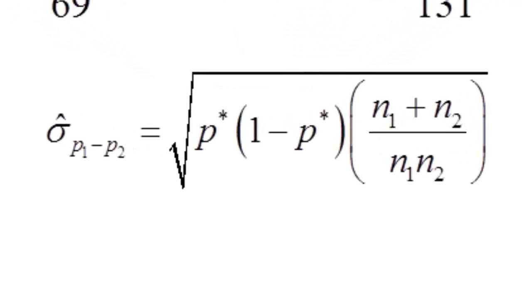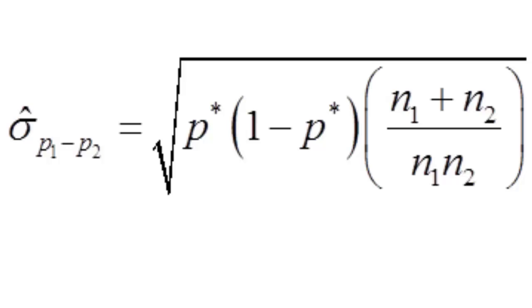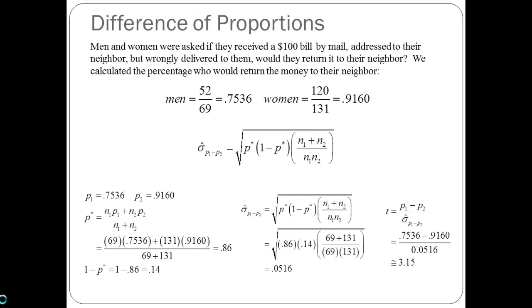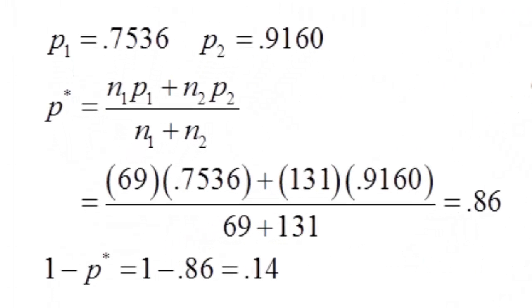As a reminder, here's our formula for the standard error. By itself, not too difficult, but remember the first step is to calculate P asterisk, which again is simply the weighted average of the proportion of people who would return the money. On the left bottom of the screen, you can see I've gone ahead and done that. I find that the average proportion of people who would return the $100 is 0.86 or 86%. 1 minus that is 0.14. That is, approximately 14% of the people on average would not return the $100 bill. Those are weighted averages and they ignore gender.